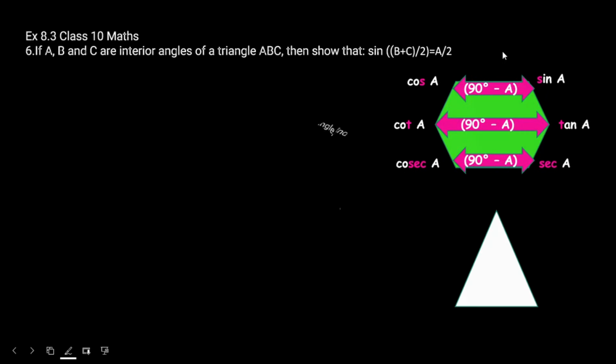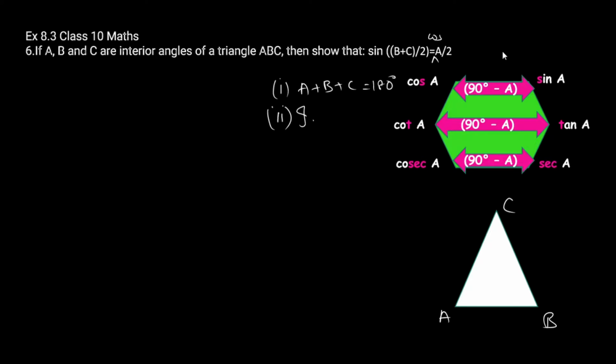Now let us solve problem number 6. If A, B, C are the interior angles of a triangle, then show that sine of (B plus C) by 2 is equal to cos of A by 2. What we have to remember is the interior angle sum property of a triangle, that is A plus B plus C is equal to 180 degree. The sum of the interior angles of a triangle is always equal to 180 degree. This is the property we are going to use here. And the second thing is we are going to use the identity formula.